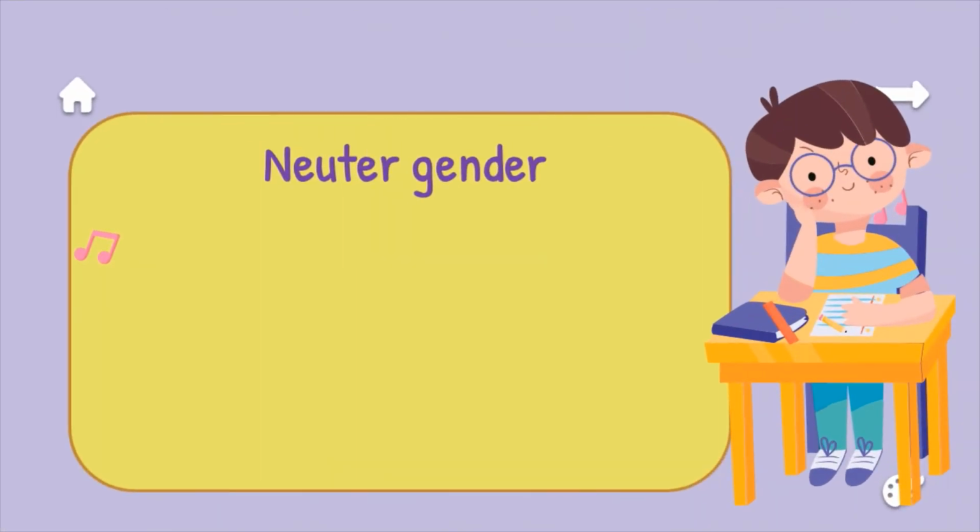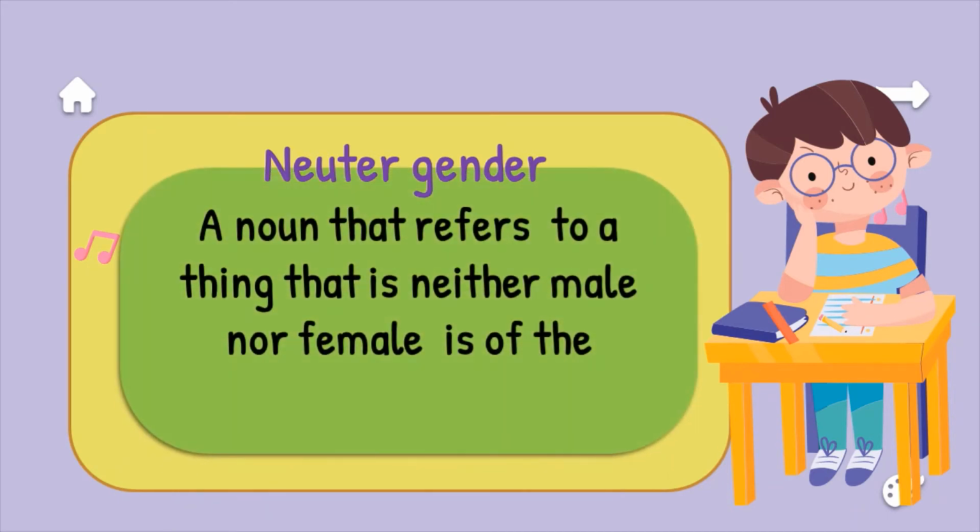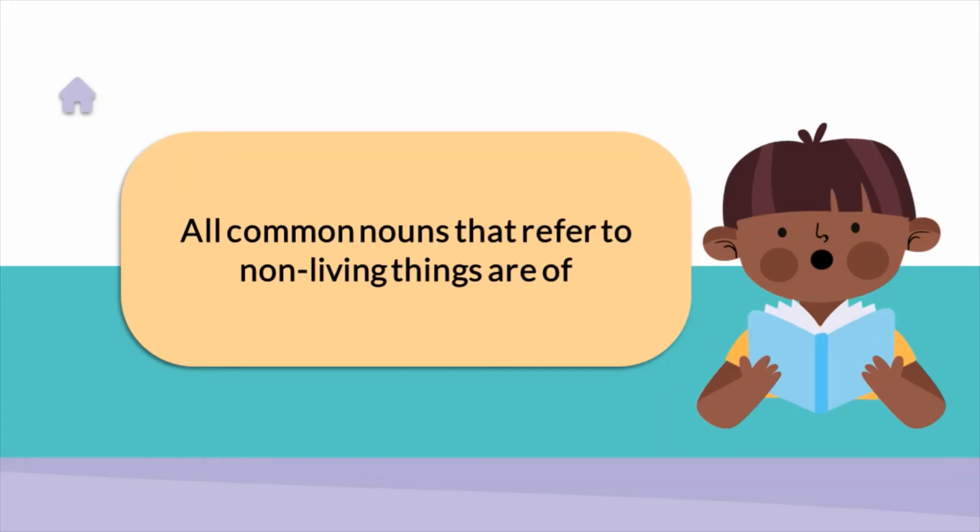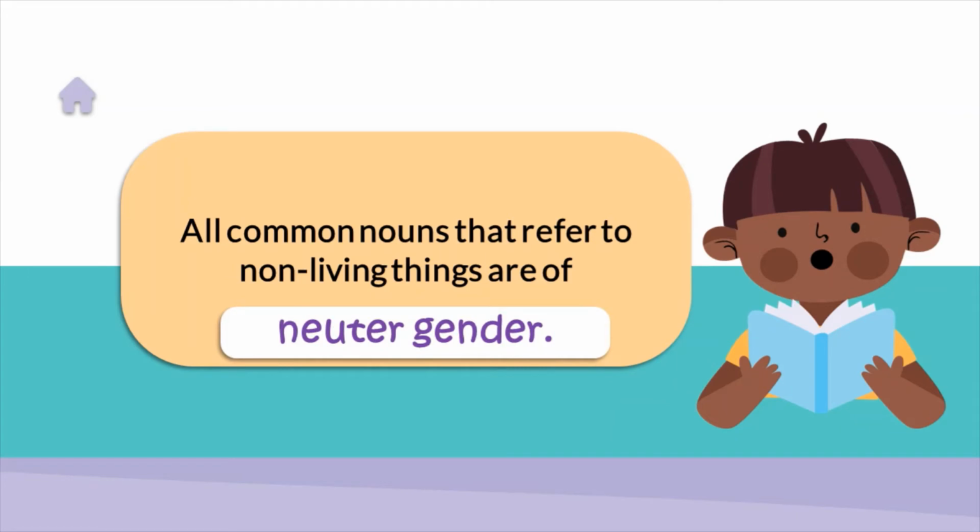The next type of gender is neuter gender, which refers to a thing that is neither male nor female. Such nouns are said to belong to neuter gender. All the common nouns that refer to non-living things belong to neuter gender.